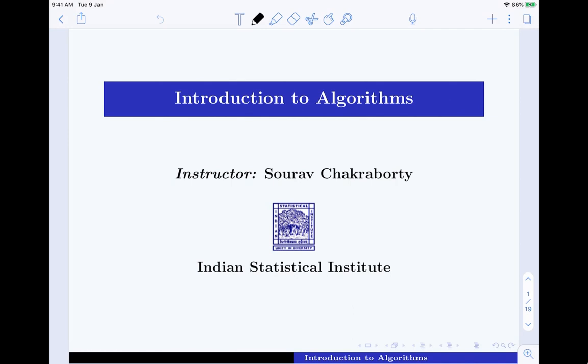So this is the first lecture in this course, and we will be discussing basically what algorithms are, what kind of algorithms there are, some philosophies behind them, and how you measure the goodness or correctness of algorithms. To start with, let's ask the first basic question, namely, what is an algorithm?